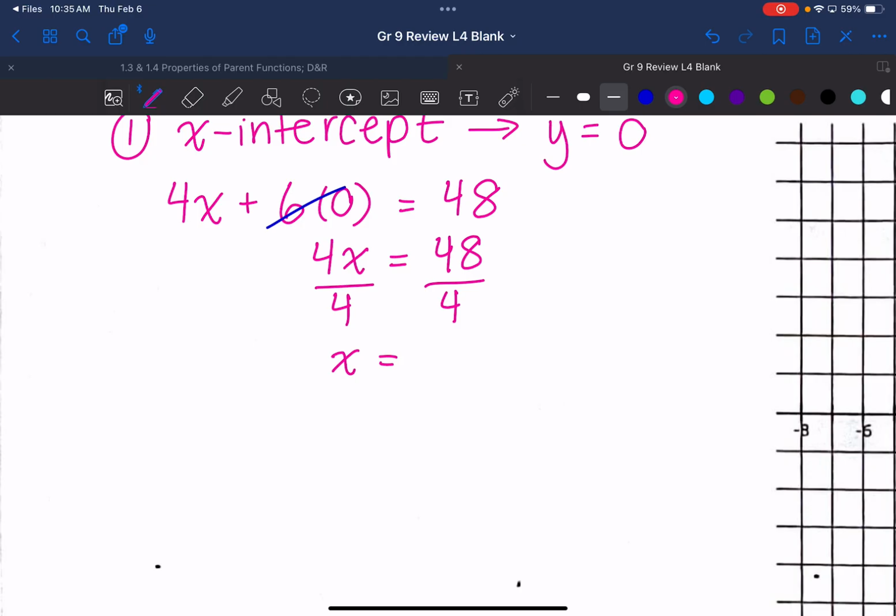Well, 48 divided by 4, it's 12. You could even break it down like, okay, 48 divided by 2 is 24, and then divided by 2 again is 12. So exactly, it's 12. So I know my x-intercept is going to be 12.